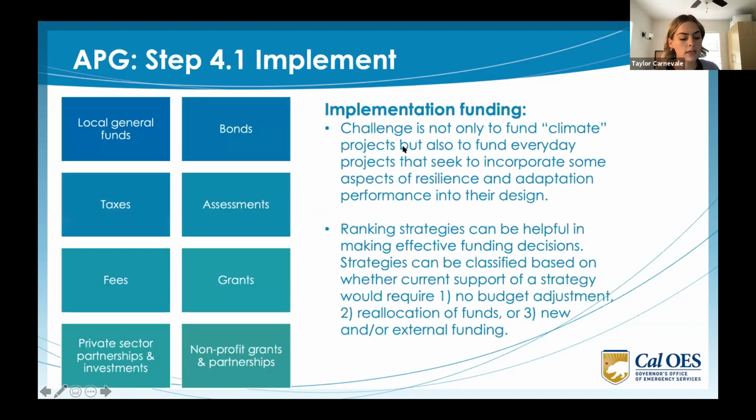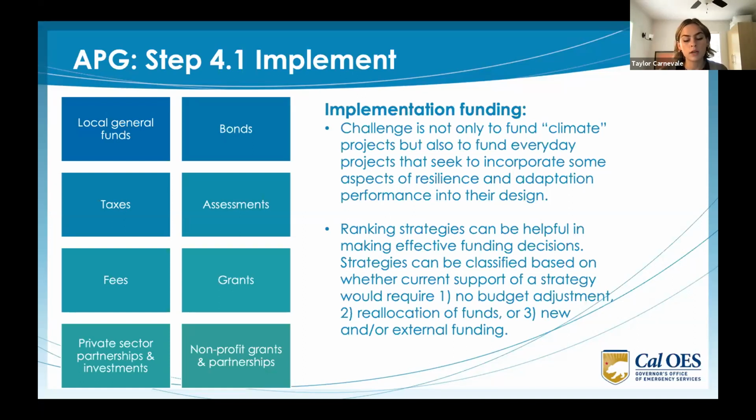So the APG outlines a multitude of funding and financing sources. These can include local general funds, bonds, taxes, assessments, fees, grants, private sector partnerships or investments, nonprofit grants and partnerships, amongst many others. Financial models can be based on a variety of funding sources, analytical methods, and strategic motivations. Local agencies often rely on their general fund for partial or full funding of implementation. The upside of that is that it allows for more direct control, and using it does not rely on local ability to receive grant funding or raise new capital.